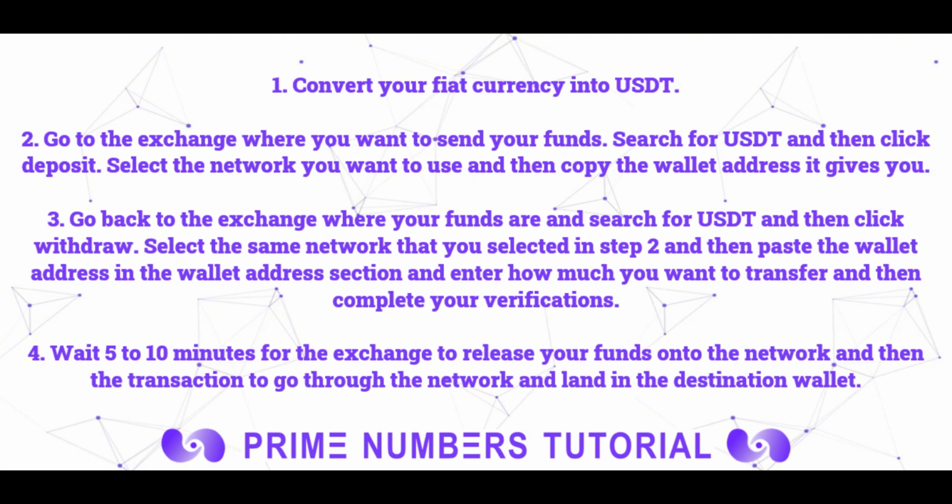So step 1, convert your fiat currency into USDT. Step 2, go to the exchange where you want to send your funds, search for USDT and then click deposit. Select the network you want to use and then copy the wallet address it gives you. Step 3, go back to the exchange where your funds are and search for USDT and then click withdraw. Select the same network that you selected in step 2 and then paste the wallet address in the wallet address section and enter how much you want to transfer and then complete your verifications.